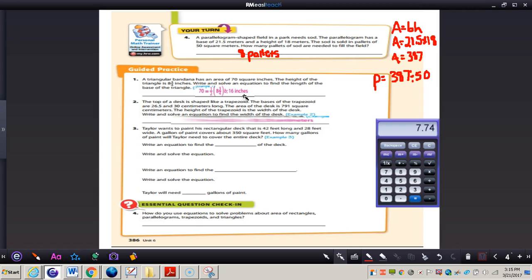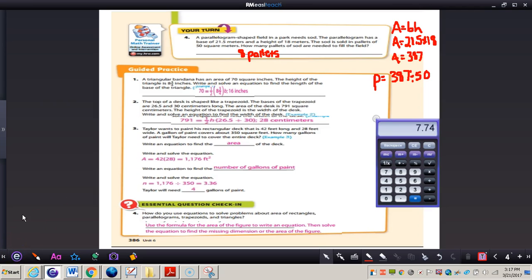Okay, let's take a look at number 2. I want you to work on that independently, and you can work on that now. Okay, you can see the answer for number 2, 28 centimeters, and you can see the equation that's written right there. Now I'd like you to work on number 3 independently, and you can work on that now. Okay, you can see the answer for number 3. You can see all the different steps, and Taylor will need 4 gallons of paint.